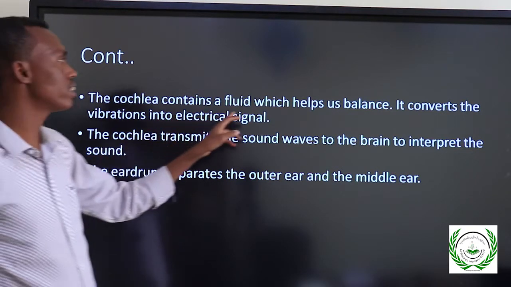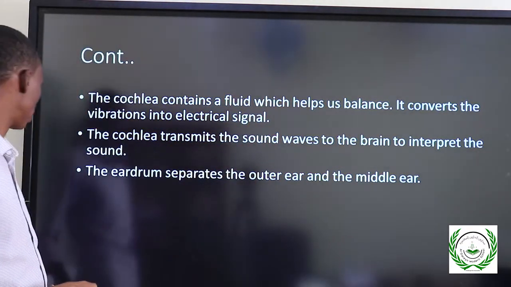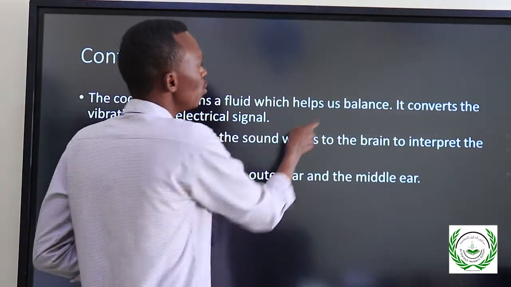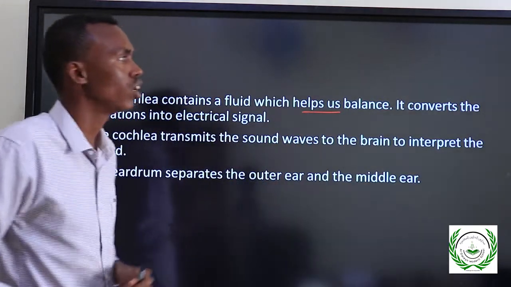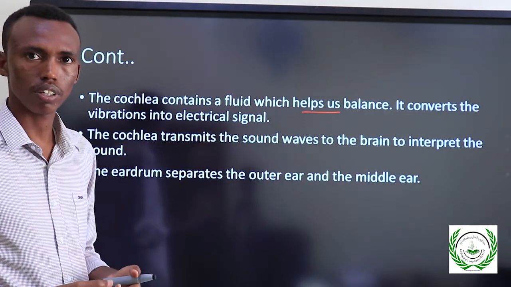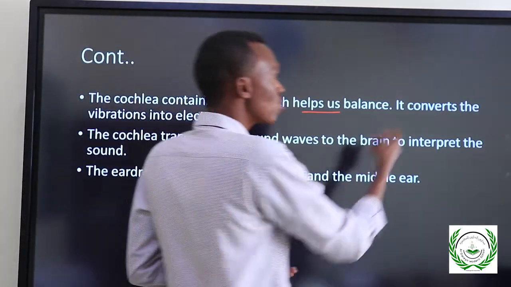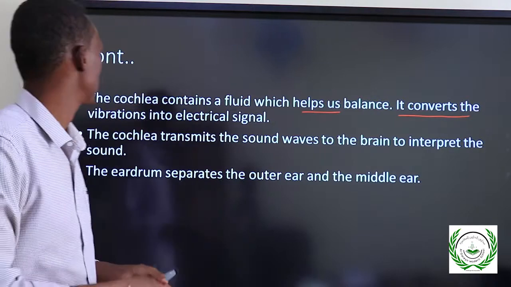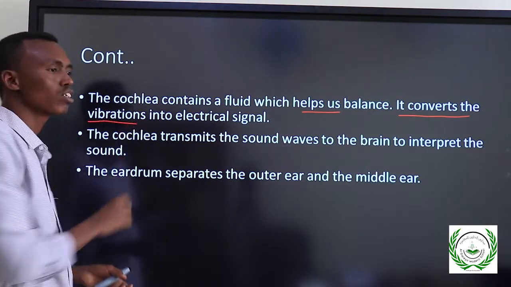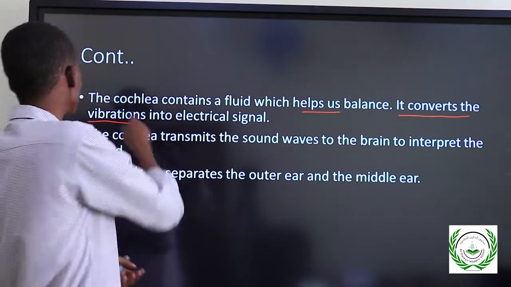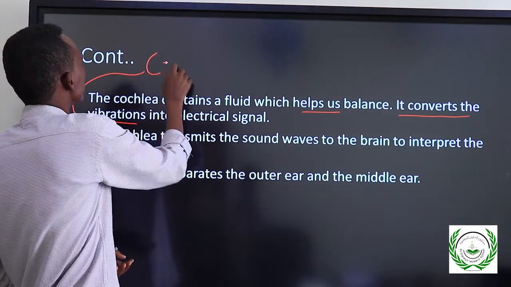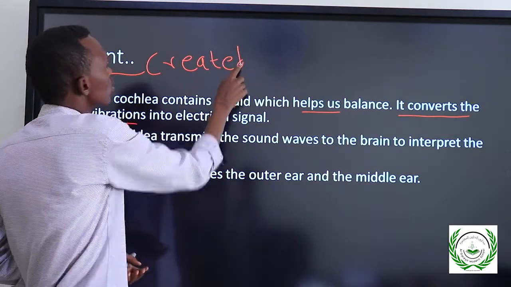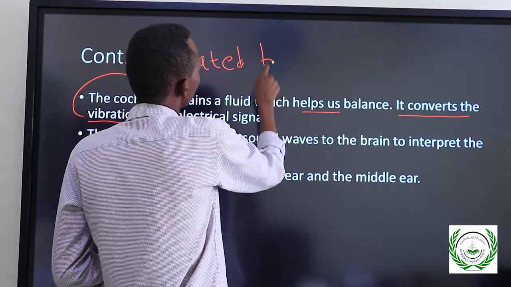The cochlea contains a fluid, and this fluid helps us to balance, for example. It converts the vibrations created by the eardrum.